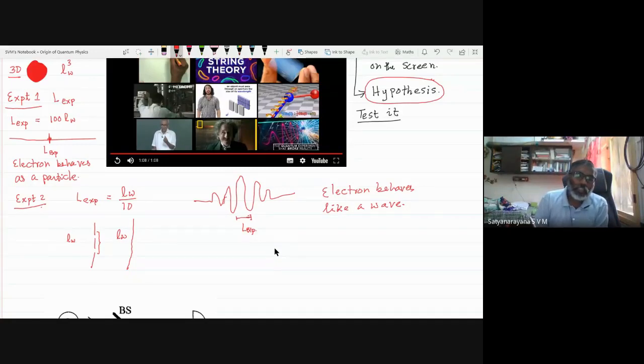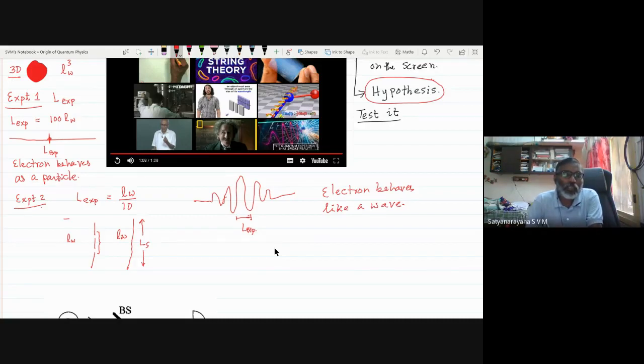Next, this LW is coming onto the screen. Let's say this is the length of the screen. How this LW compares to the length of the screen determines whether it is going to behave like a particle or a wave.